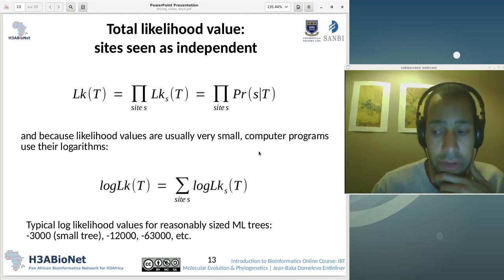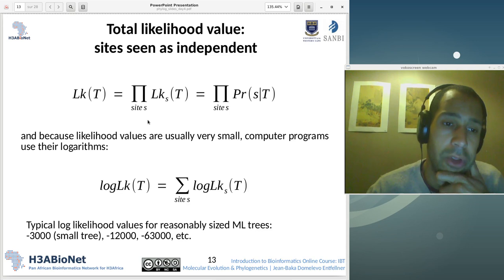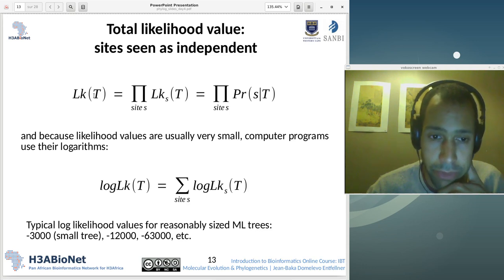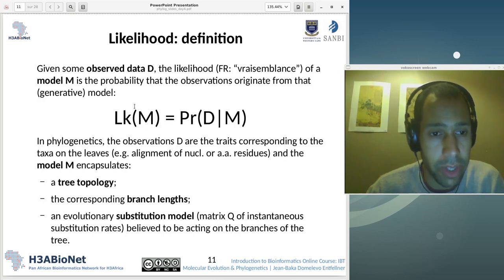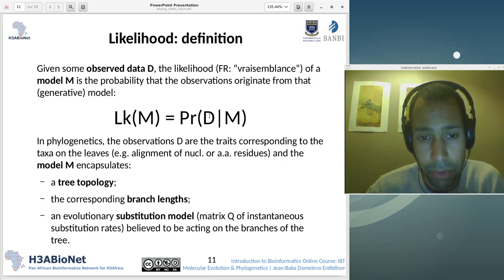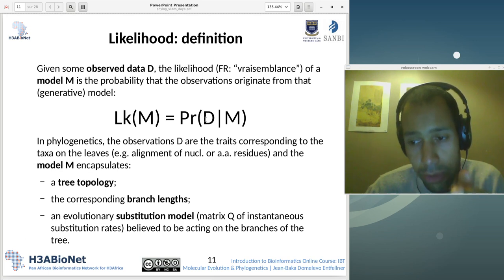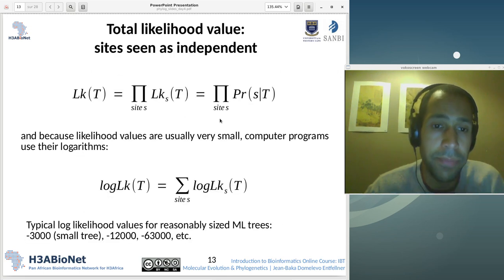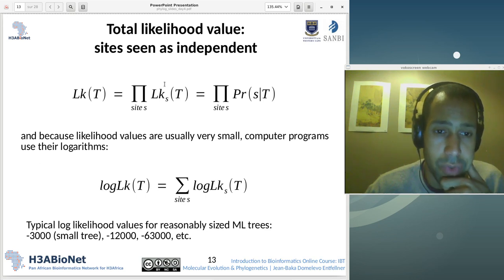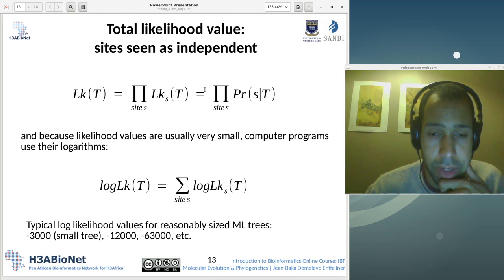So when you see sites as independent, when you make this approximation, the total likelihood for a tree based on data that is an alignment of sites is the product of the likelihoods of the different sites, okay? Here, the probability of the data is the probability to have the first site and to have the second site and to have the third site, etc. So it translates into a product of probabilities if you consider the sites as independent from each other.